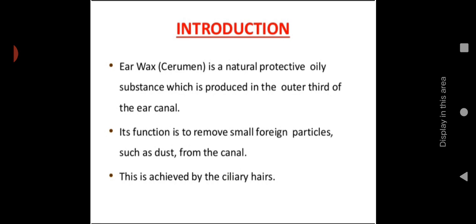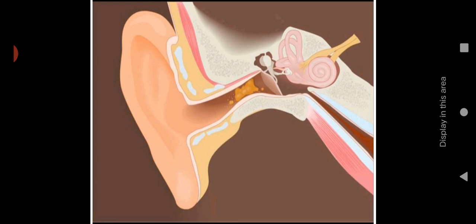This is achieved by the ciliary hairs. So you can see that inside the auditory canal, small hairs are present. With the help of the hairs, while the hairs are moving, the wax is transported and drained out. So you can see the structure of the ear: in the auditory canal, that yellow substance is called wax, which is present just before the eardrum. It helps to prevent the entry of foreign bodies, with the help of ciliary structures.